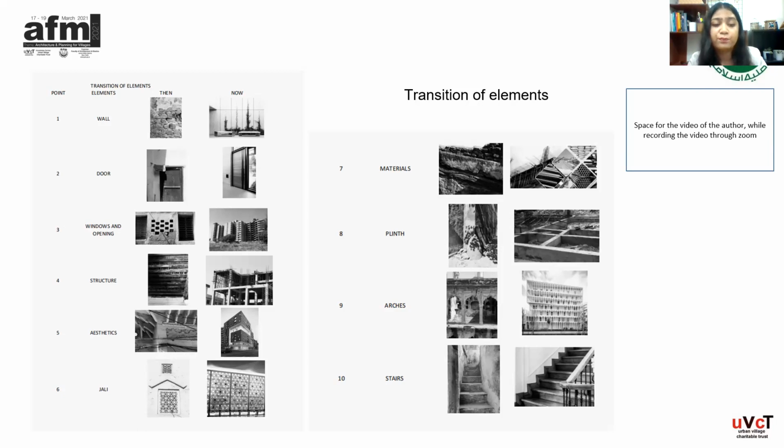The way of providing aesthetic to the building has also changed. Jalis have been modified. New materials like steel, cement, and glass were introduced. The height of the plinth is a bit reduced now. There are new forms of arches that were made. Stairs have been changed too.